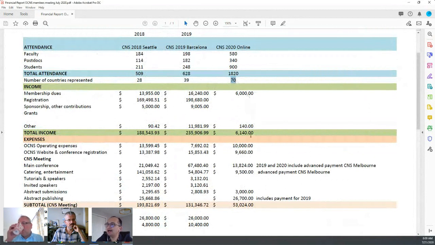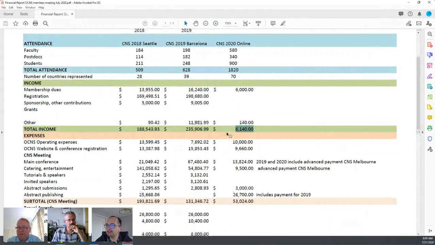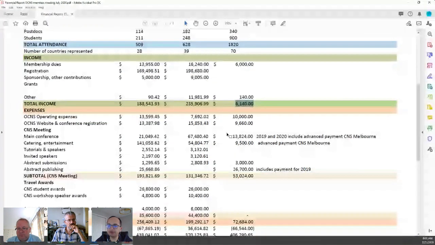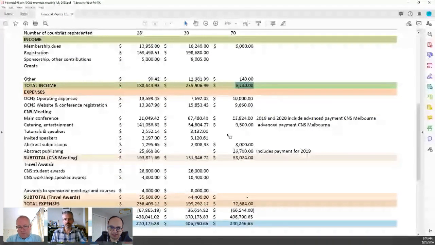Now, in the area of income, we have about $6,000 projections this year, obviously, because we're not charging registration fees. But otherwise, we're staying quite healthy. We ended last year slightly better than we expected, so we had a surplus of about $36,000. We are projecting to lose about $66,000, $67,000 this year.